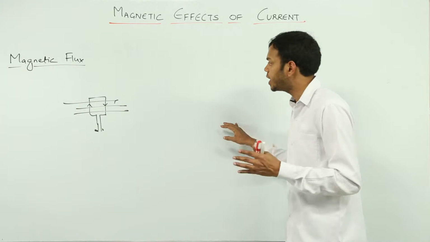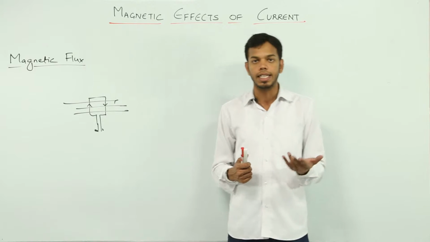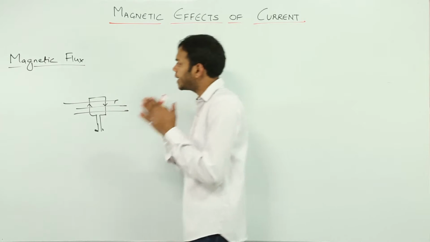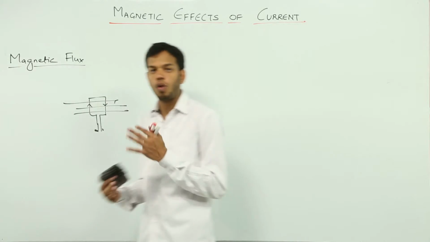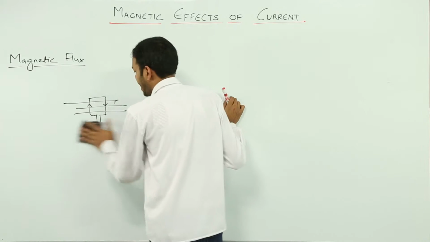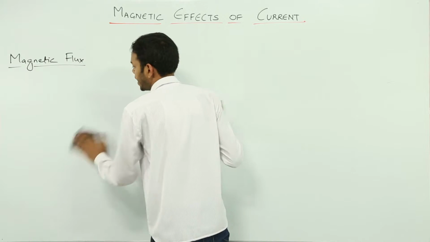So what is generator? Generator is a device which generates electricity. And how? To understand the whole concept, we'll walk through the whole concept of magnetic flux and electromagnetic induction.